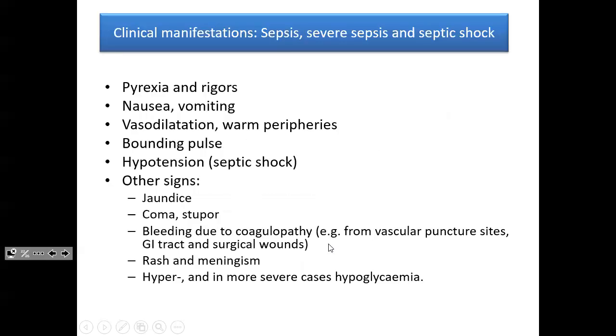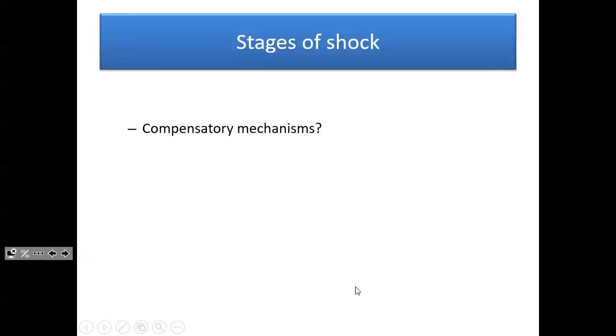Okay. Clinical manifestations include fever, shivering, nausea, vomiting, vasodilation, warm peripheries. This is in septic shock. We are discussing septic shock. Bounding pulse, hypotension. Other signs may include jaundice because of increased bilirubin, coma, bleeding due to coagulopathy. They can bleed from GI, they can bleed from the mouth, they can bleed from the nose, they can bleed from the anus, rectum. They can also develop rash and meningism if it is secondary to Streptococcus pneumoniae, or if the brain coverings, the meninges, get involved. And in some cases, they can also develop hypoglycemia. Why? Because the pancreas also gets involved, and they develop adrenal insufficiency as well.